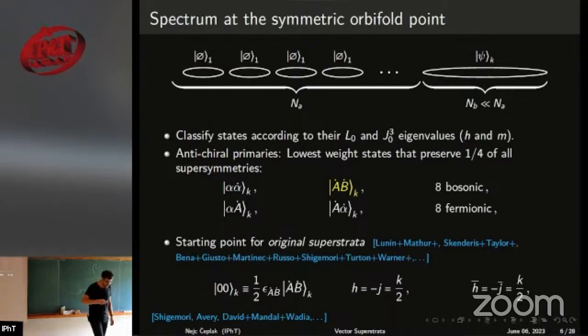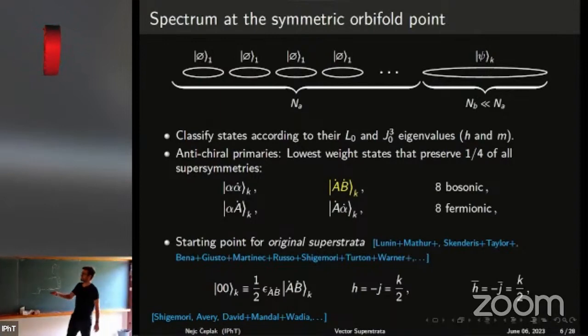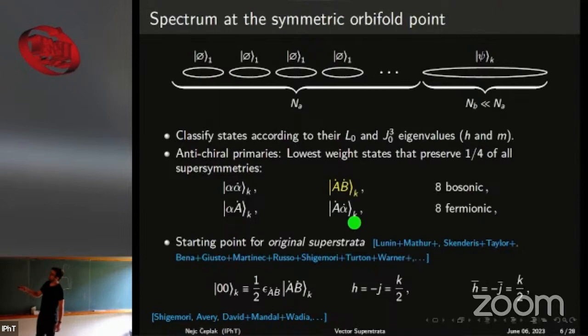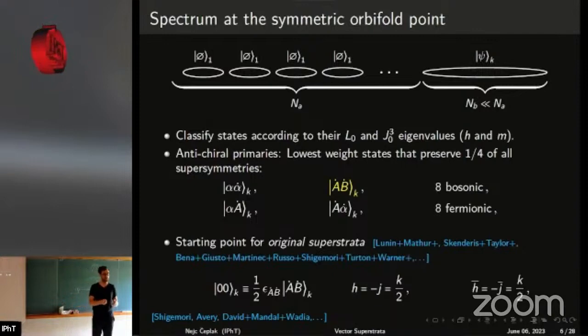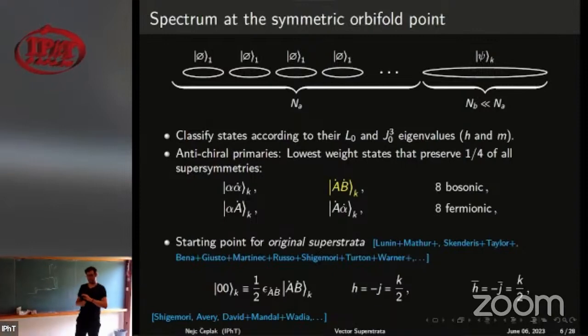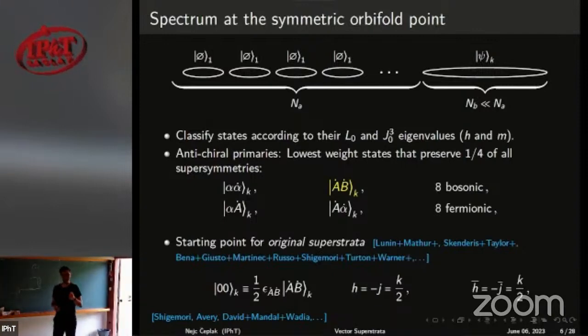And as is usual, I will use the symmetries to classify the states, and in particular, I will use the L0 and J3 eigenvalues to specify the states. Of particular importance here will be anti-chiral primaries. Now, these are states which preserve some supersymmetry. In fact, those are 1/4 BPS states.